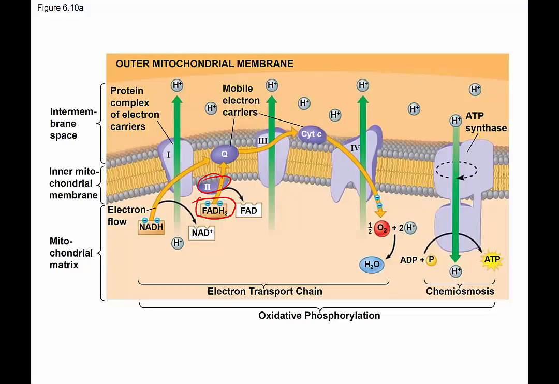Once it donates its electrons to complex 2, those electrons get shuttled to ubiquinone, or Q, and go through the same process as NADH electrons. So the major difference between NADH and FADH2 is the complex they use, and also the fact that FADH2 does not create as strong a proton gradient as NADH. So FADH2 generates less ATP than NADH does, comparatively.